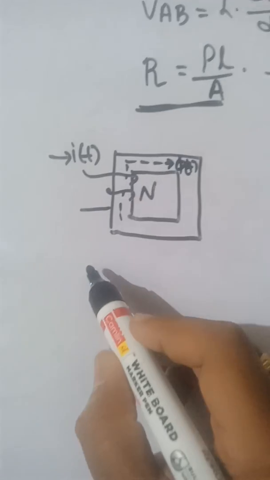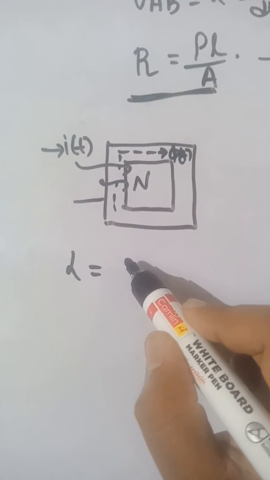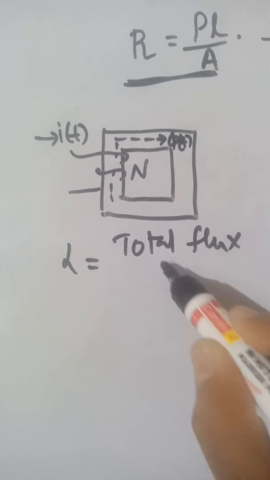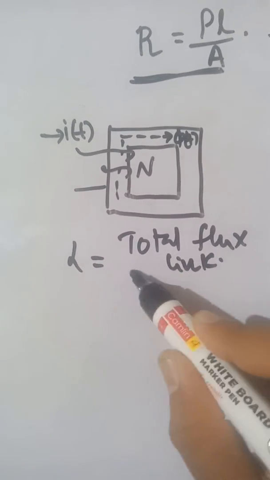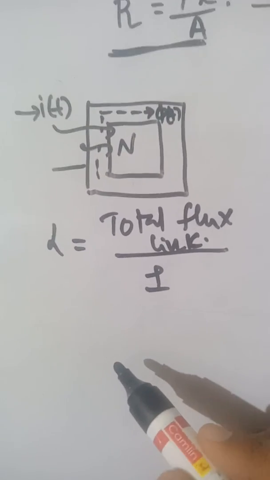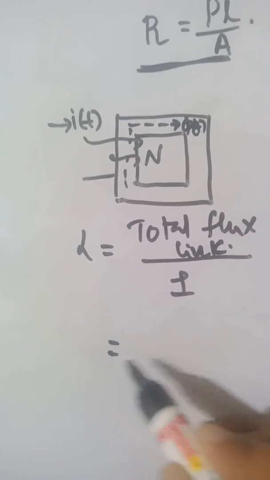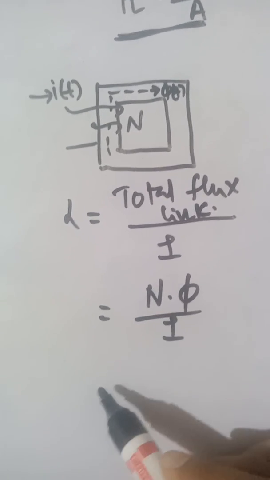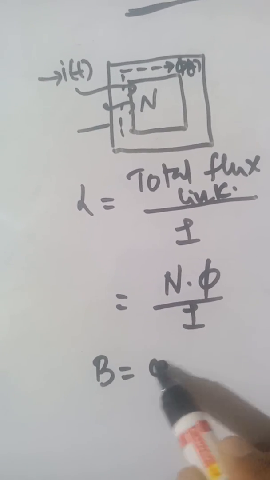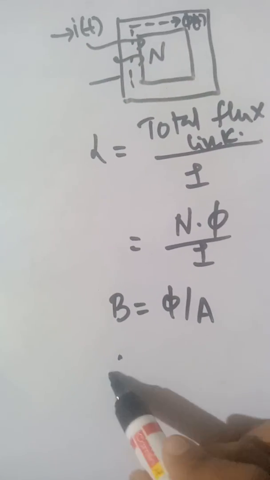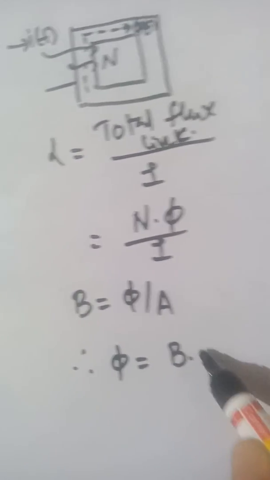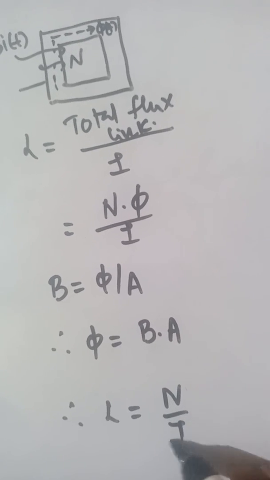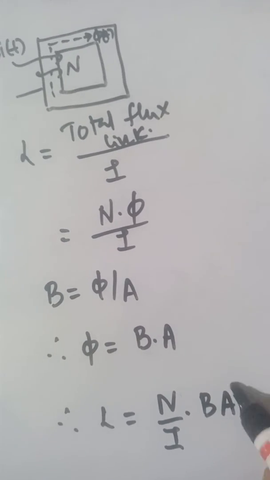Now according to definition, L, the inductance of the coil, is nothing but total flux linkages per unit current, per unit ampere. As here n number of turns are there, the total flux linkages would be n into phi over I. We know that B is equal to phi by A, where B is the flux density. So phi equals B into A. Therefore inductance L equals n by I into BA.